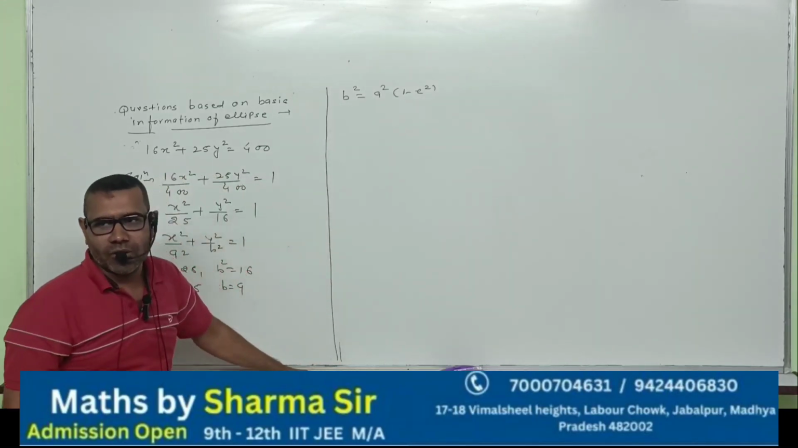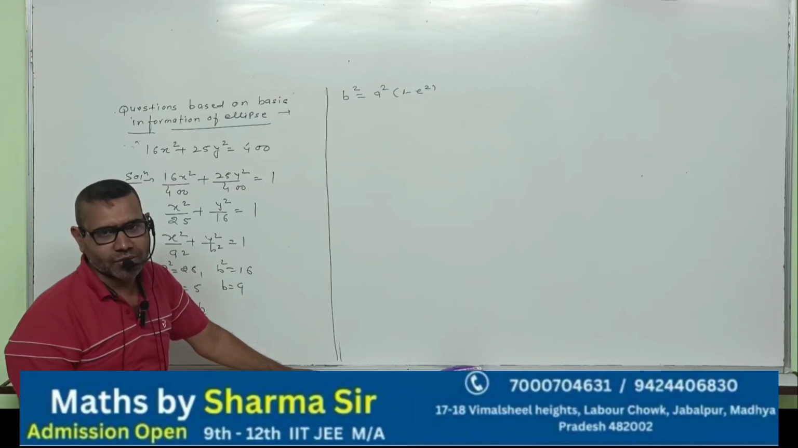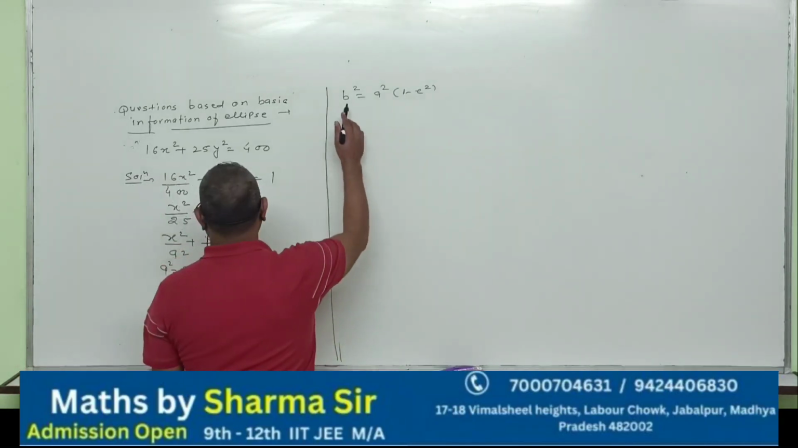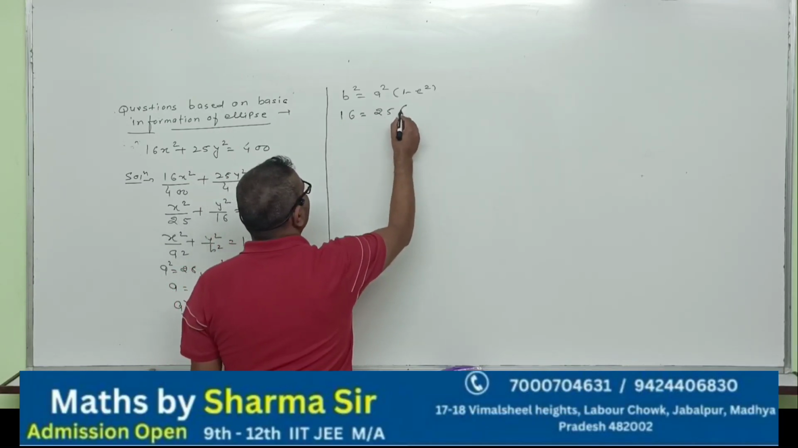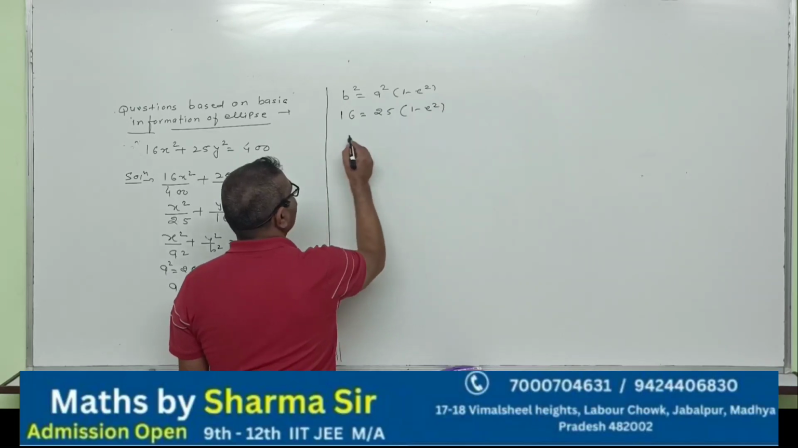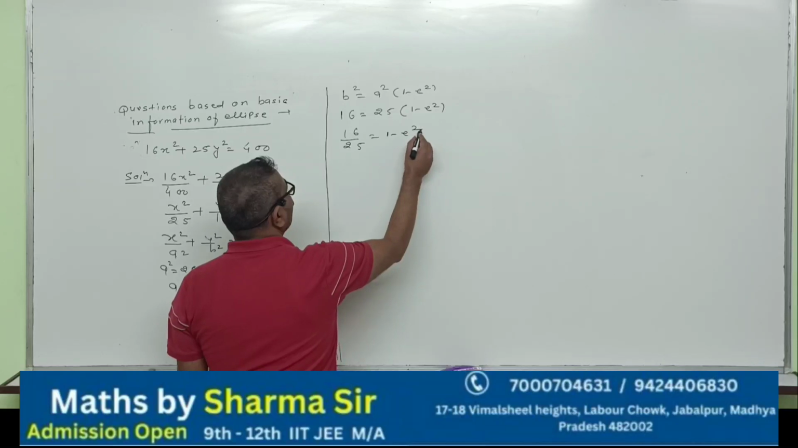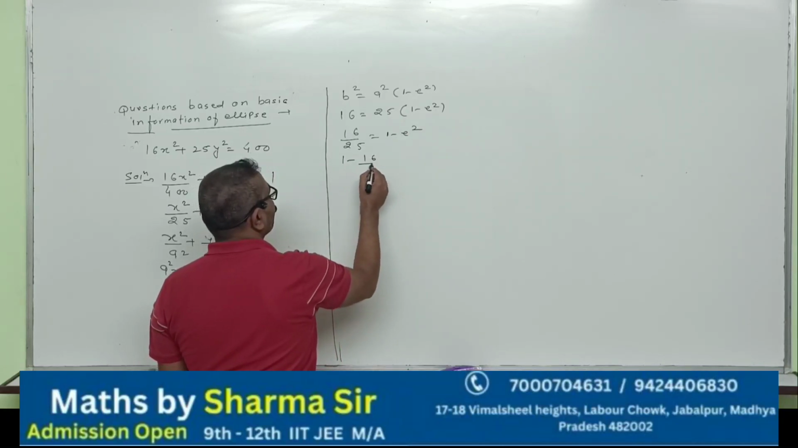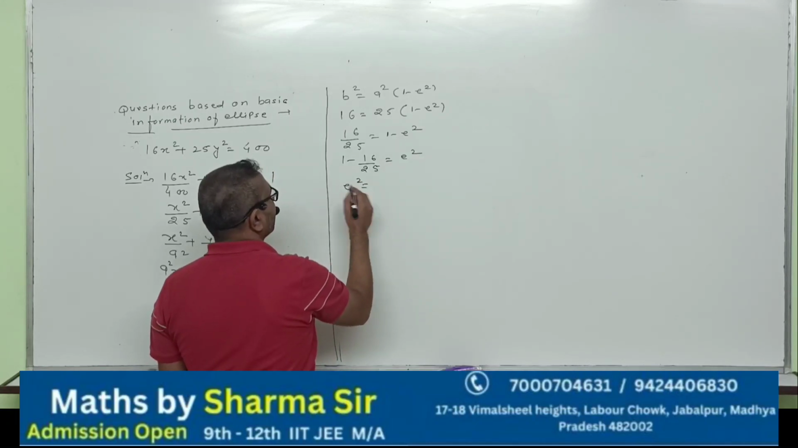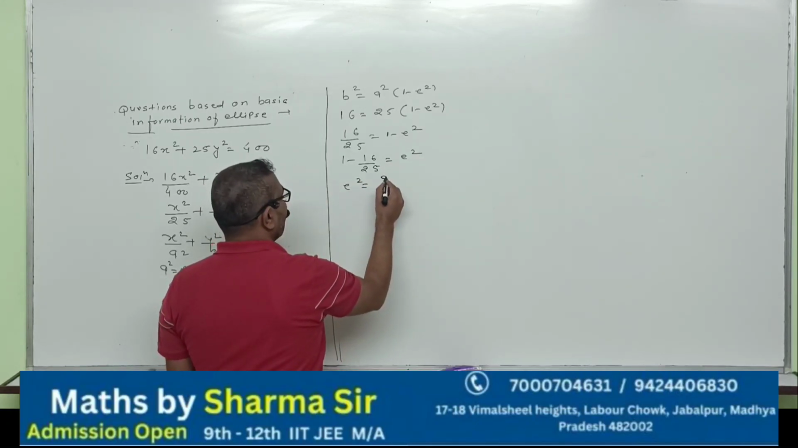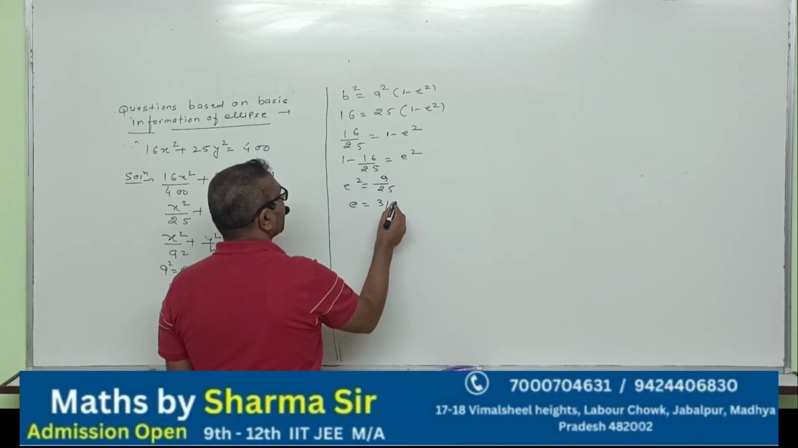Now let's see what happens if we substitute the value of b and a right over here in this relation. That is going to be b square 16. This is 25 into 1 minus e square. So 16 upon 25 is equal to 1 minus e square. So 1 minus 16 upon 25 is going to be e square. So e square is going to be 9 upon 25. So e is equal to 3 upon 5.